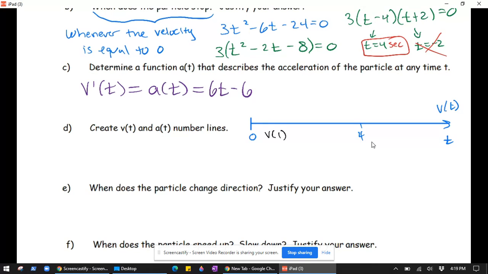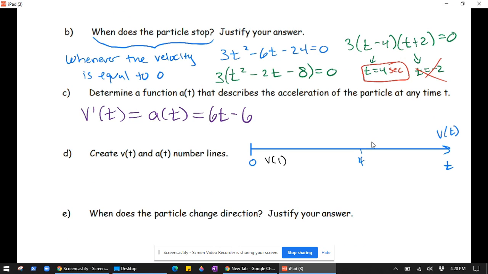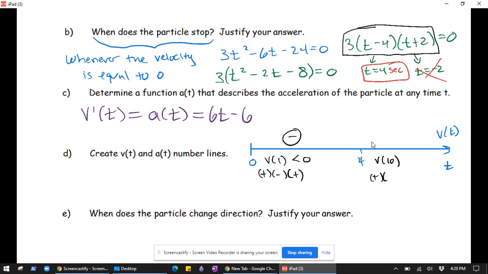So if you go look above, let's plug this 1 into the form of the velocity that I see right here. Okay. The 3 is positive. So I have a positive number times 1 minus 4 is negative, and then 1 plus 2 is positive. A positive times a negative times a positive is negative, so velocity is negative, and therefore we indicate that with a negative sign above. And if we plug in a number to the right of 4, like 10, let's see, v of 10. So 3, of course, is still positive. 10 minus 4 is a positive number, and 10 plus 2 is a positive number. A positive times a positive times a positive is positive, so our velocity is positive.